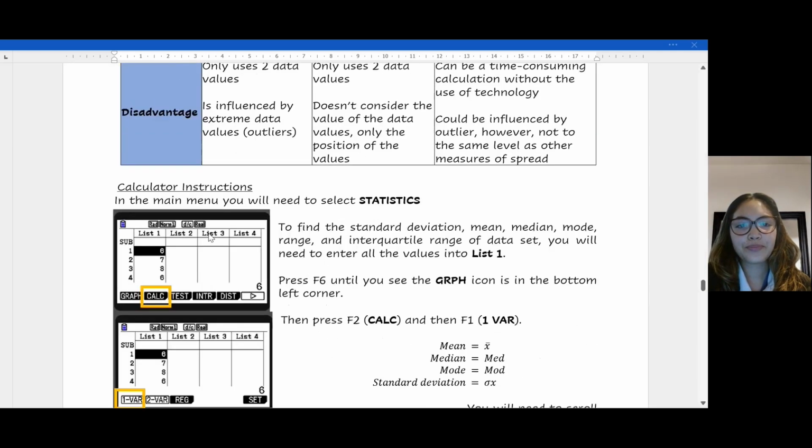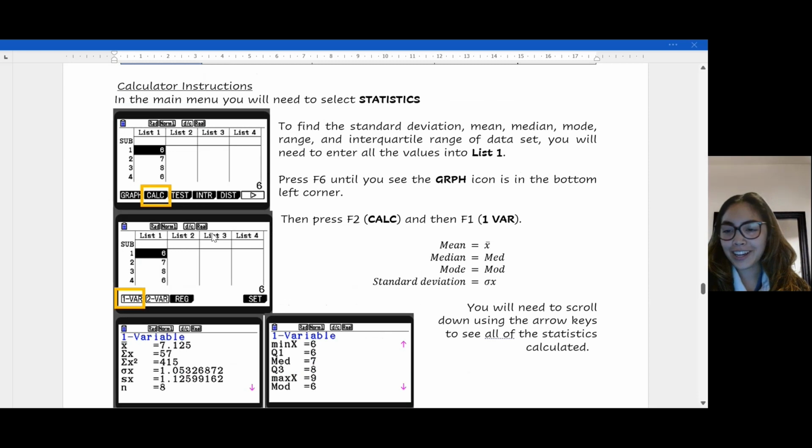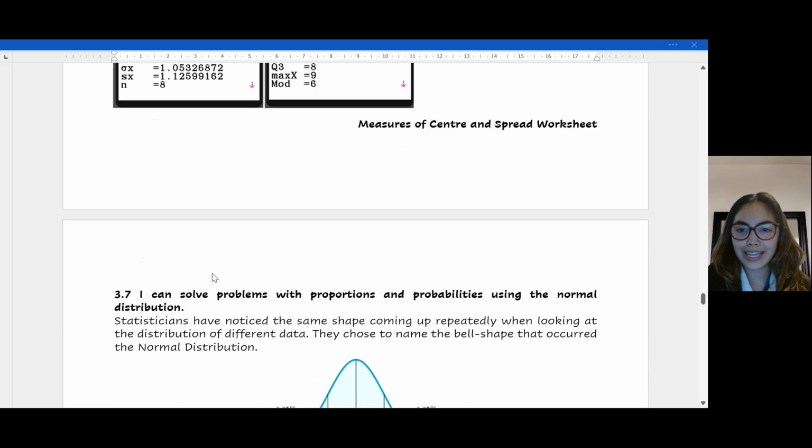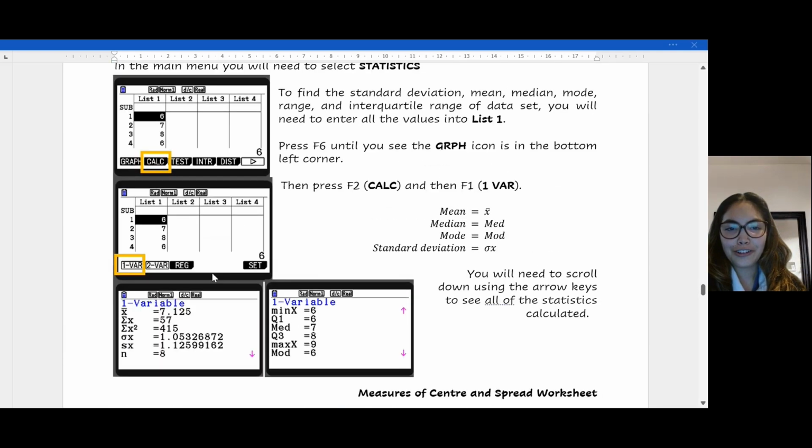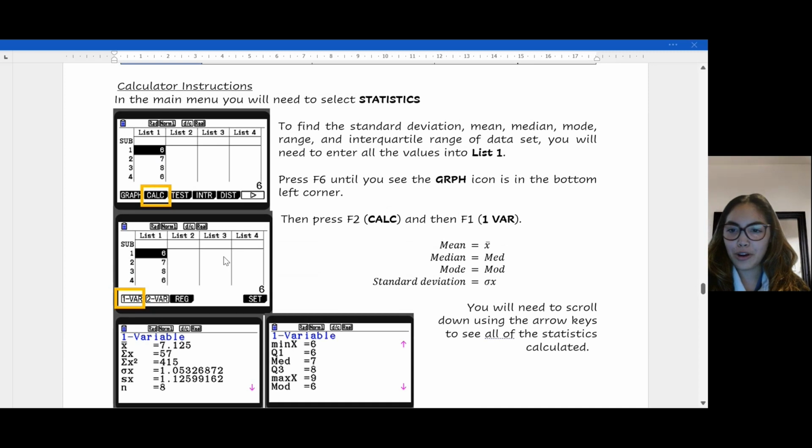And then, of course, down below here, we've got your calculator instructions. Again, I'm not going to go through this. You should be able to read these instructions here on how to find the mean, mode, median, range, and interquartile range, as well as the standard deviation, using all of these calculator instructions.